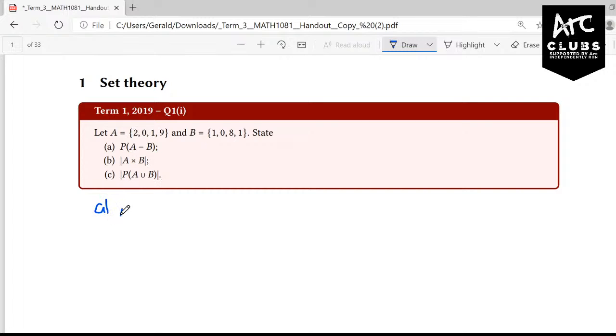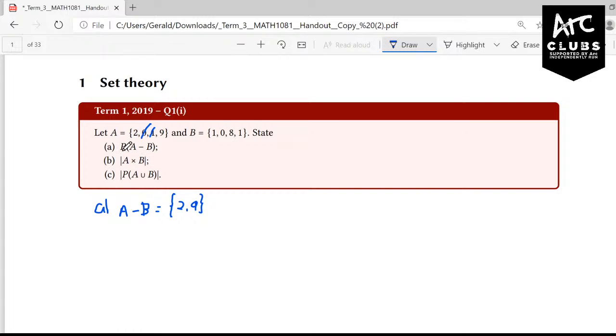Right, so for part A, recall that A minus B, well, that's all of the elements in A that is not in B. So if we have a look at this, we see that 0 and 1 are clearly elements in B. So that means in our set difference, 0 is not in our set and 1 is also not in our set. So what's remaining is just 2 and 9. Right? And so once we have that, we can start computing the power set.